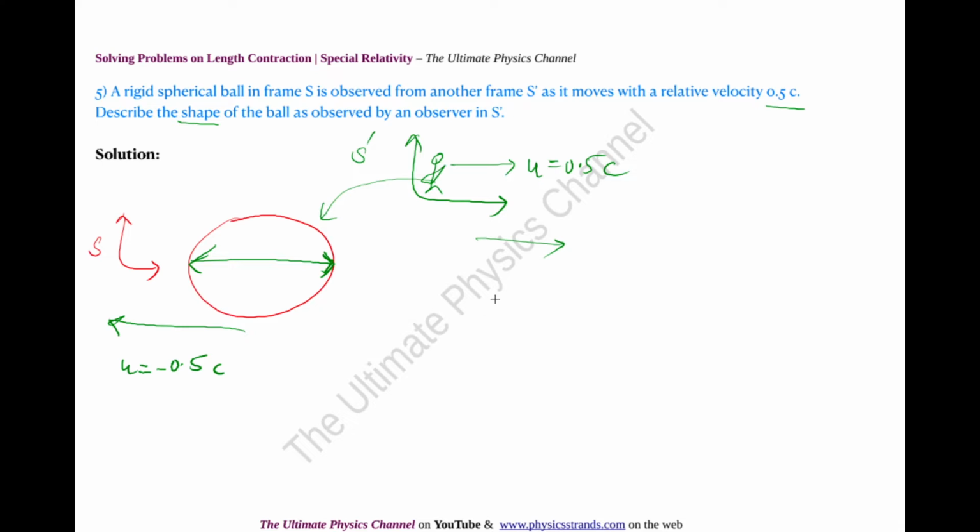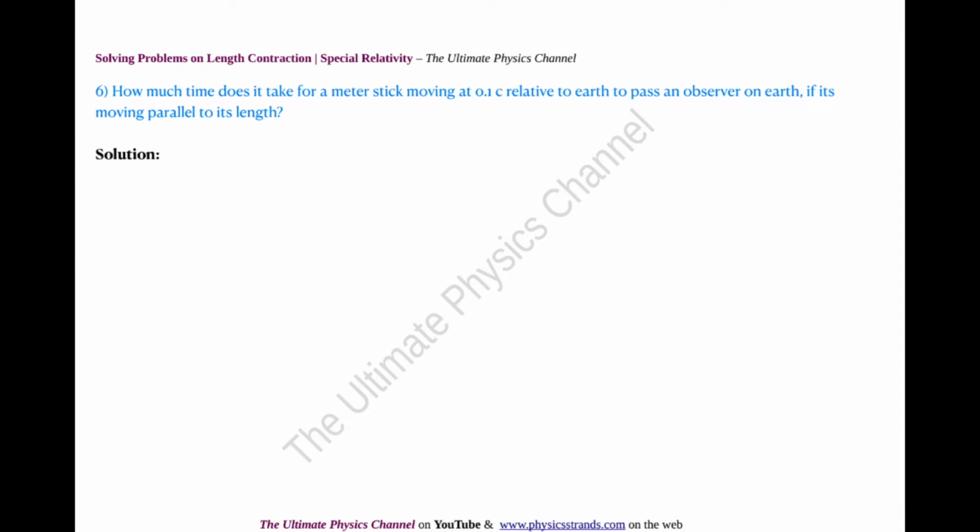If there is a contraction in that direction, for this observer, the sphere would appear somewhat like this, contracted in this direction, whereas the normal diameter would be there in this direction. So in this direction it is taking an oblong shape. That is how the shape of this spherical ball would change for an observer who is moving at a relative velocity with respect to the spherical object. Right. So that concludes the fifth problem. Let's move on to the sixth problem.